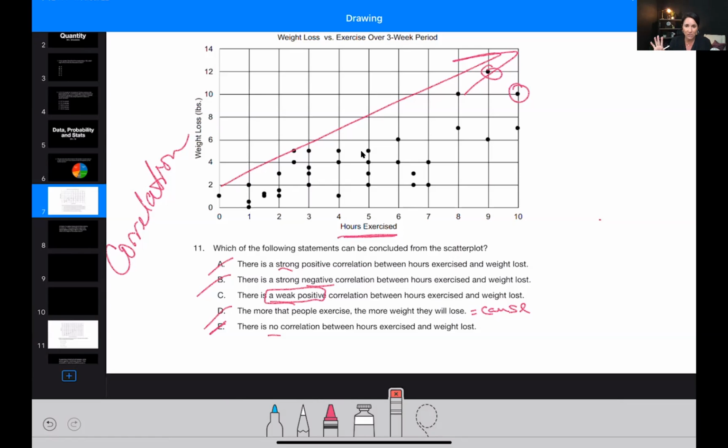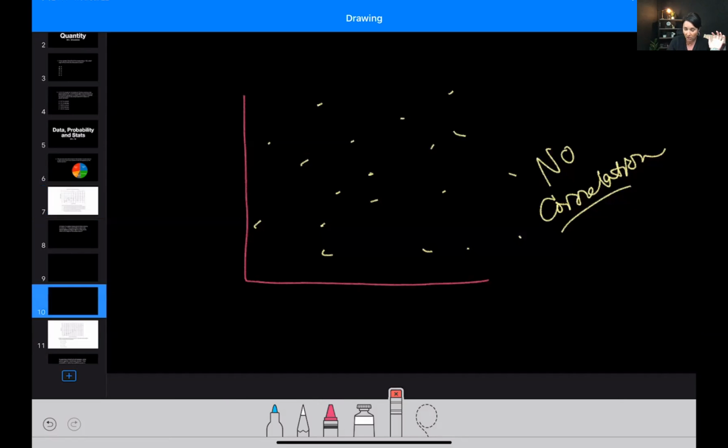You don't have to get too much into that. I'm just trying to show you the real world application. Just know that when the arrow's going up, it's positive. When the arrow's going down, it's negative. When the circles are nice and tight and form a tight line, and it will be obvious, it's going to be a strong positive. And if they're a little loosey-goosey like it's going on right here, it's going to be a weak correlation. And if you see them all over the place like this, it's no correlation.